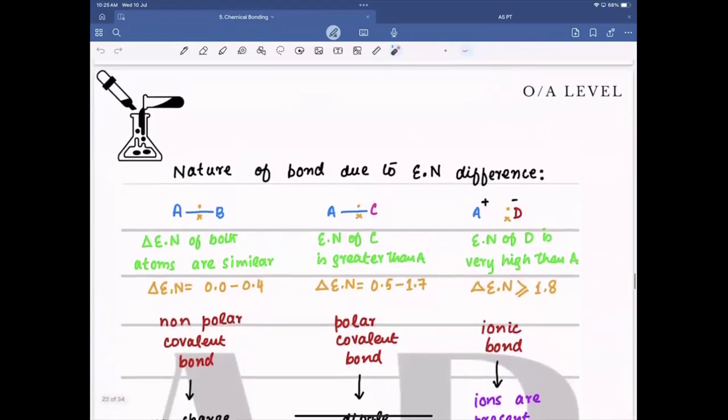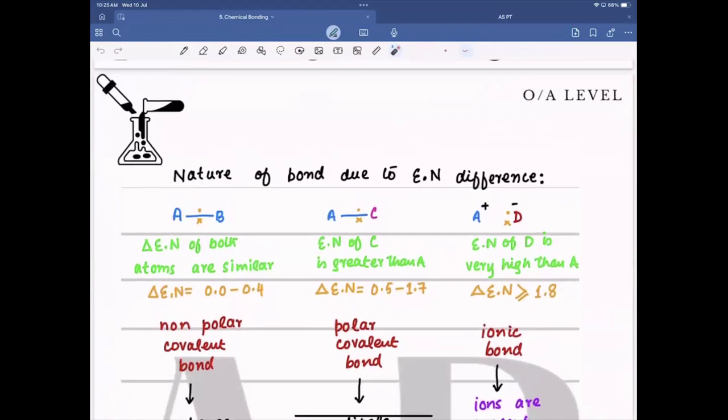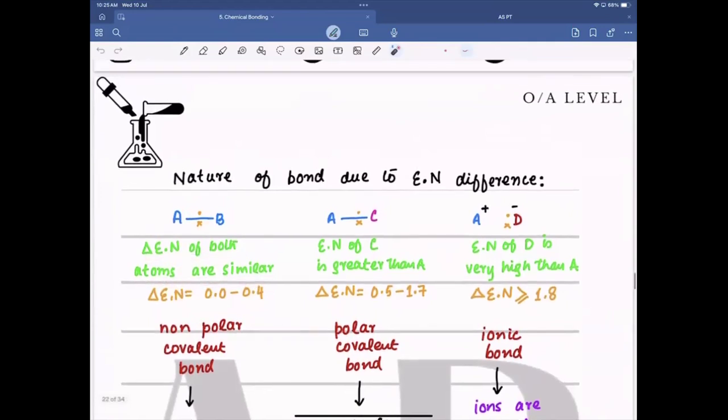Okay, so see, this is the case. Here, as we discussed, there is a minimum electronegativity difference, or it's similar. So this is the case when the difference in electronegativity ranges from 0.0 to 0.4.